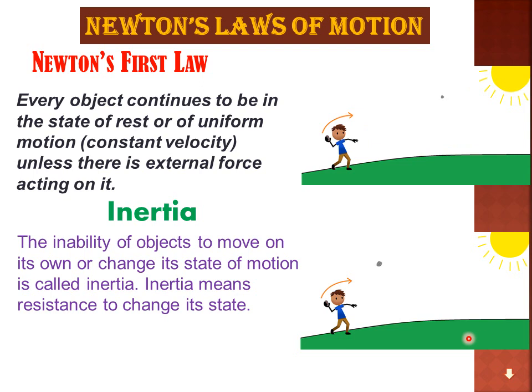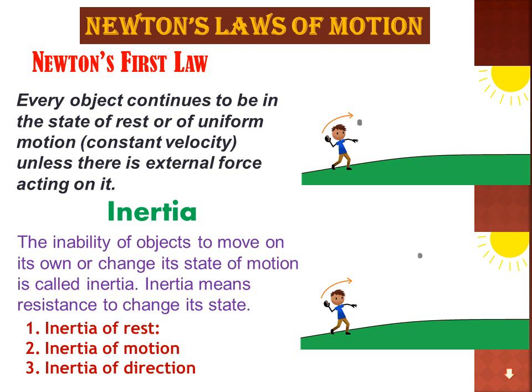So here the gravitational force is referred to as the external force, and using that we have also found one term, that is inertia. And what do you mean by this inertia? The inability of objects to move on their own or change their state of motion is called inertia. Inertia means resistance to change of state. The state can be rest or can be motion. There are three types of inertia: inertia of rest, inertia of motion, and inertia of direction.